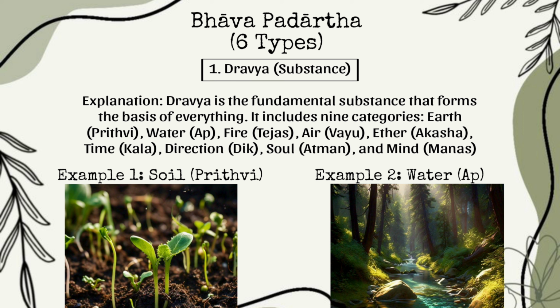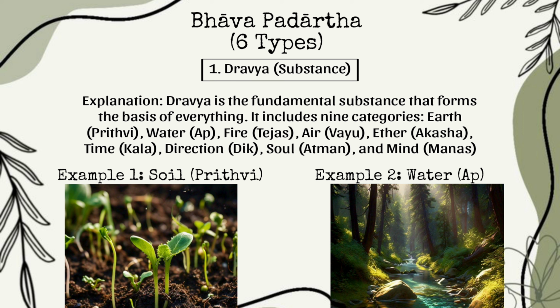Dravya. Explanation. Dravya is the fundamental substance that forms the basis of everything. It includes 9 categories: earth, that is Prithvi; water, that is Aap; fire, that is Tejas; air, that is Vayu; ether, that is Akash; time, that is Kal; direction, that is Dik; soul, that is Atma; and mind, that is Manas.